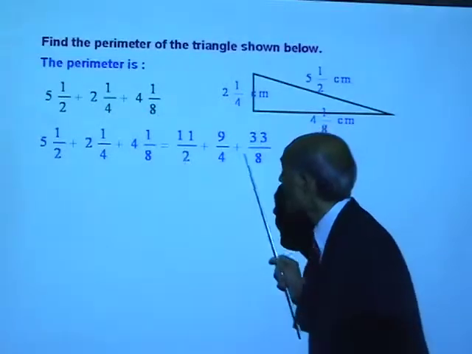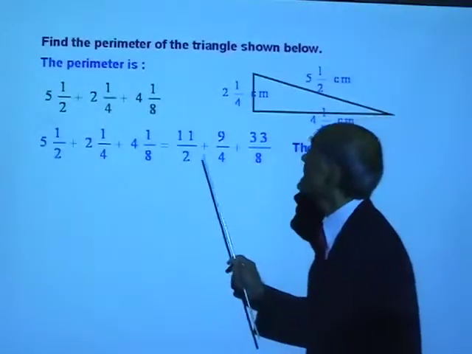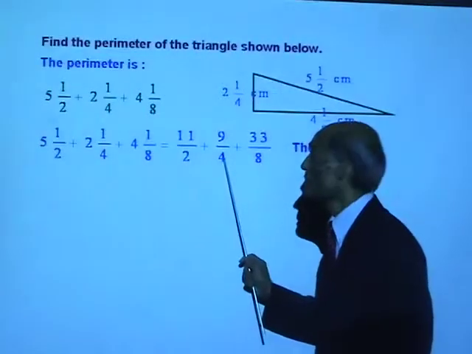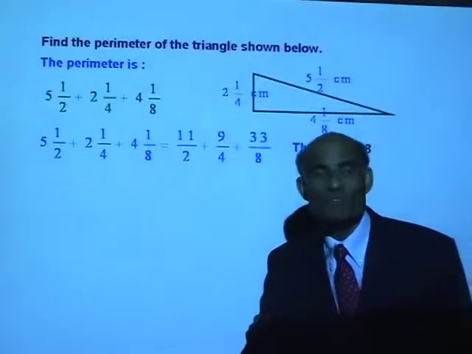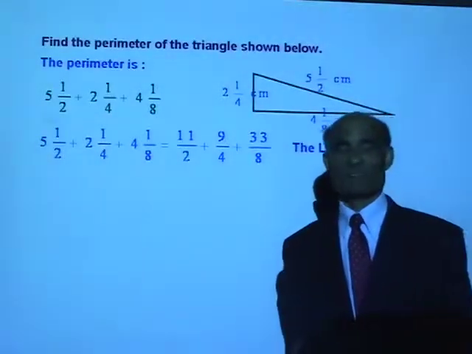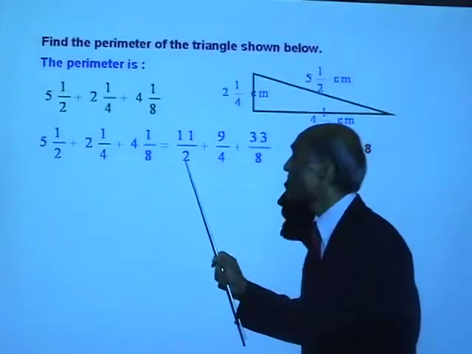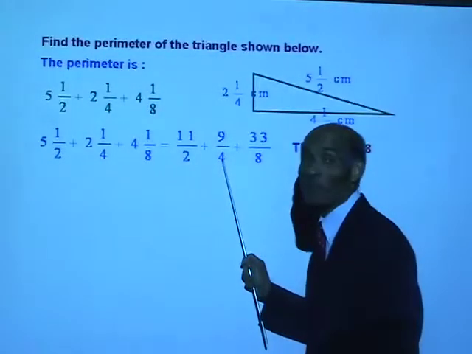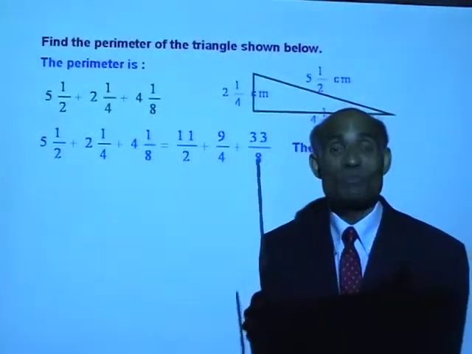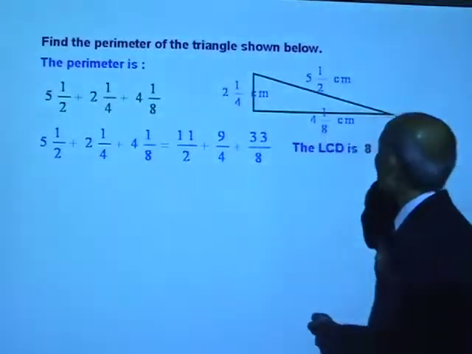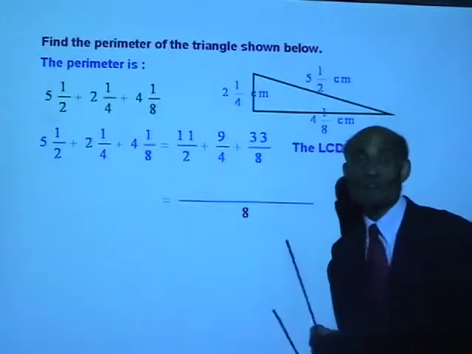Okay, now you need to add the three fractions. Alright, what's the starting point? We need the LCD. Now, the first denominator is 2, the second denominator is 4, the third denominator is 8. What is the LCD of 2, 4 and 8? I'm sure you must be able to tell me that now. You see, if you look here, 8 can be divided by 2, 8 can also be divided by 4, and 8 can be divided by 8. That means the lowest common multiple or the lowest common denominator is 8 itself. Is that right? Yes. And so, there we have the common denominator 8.